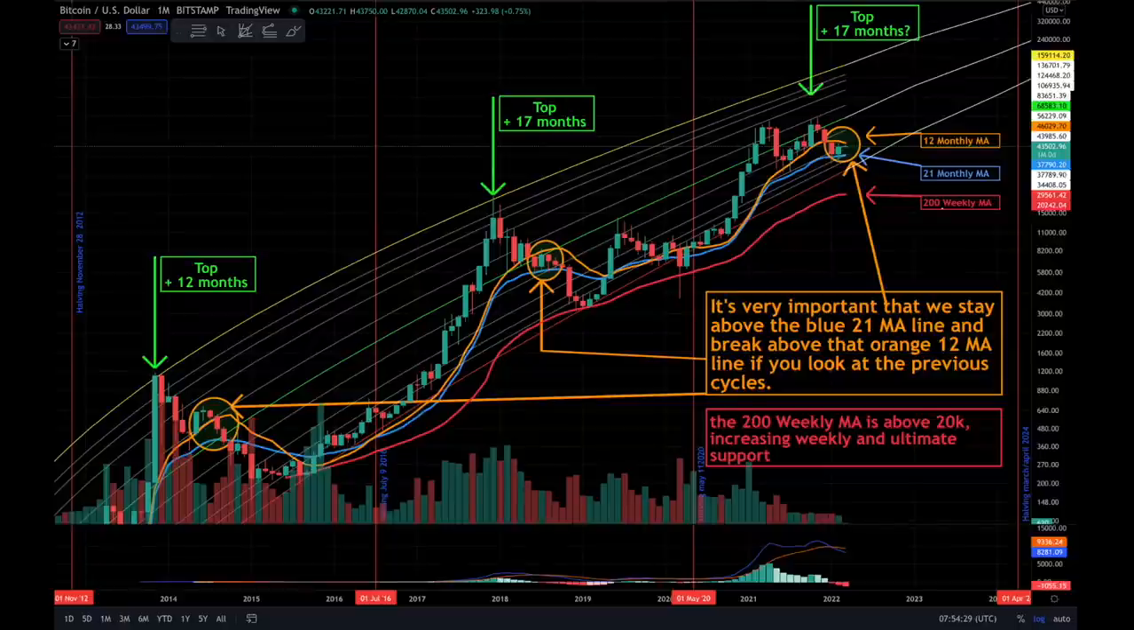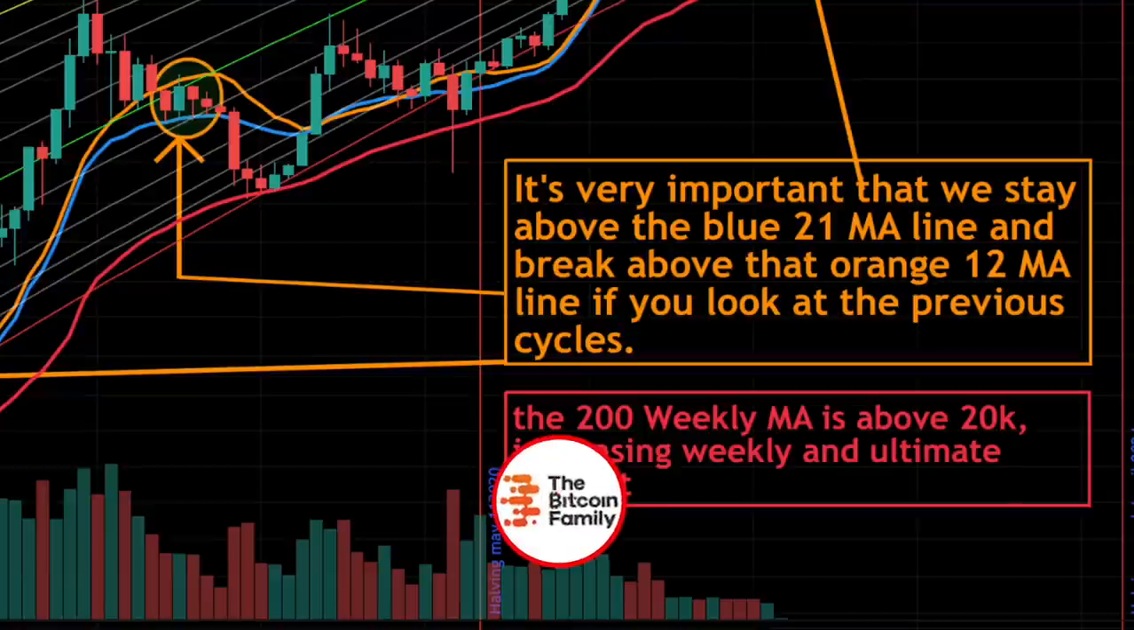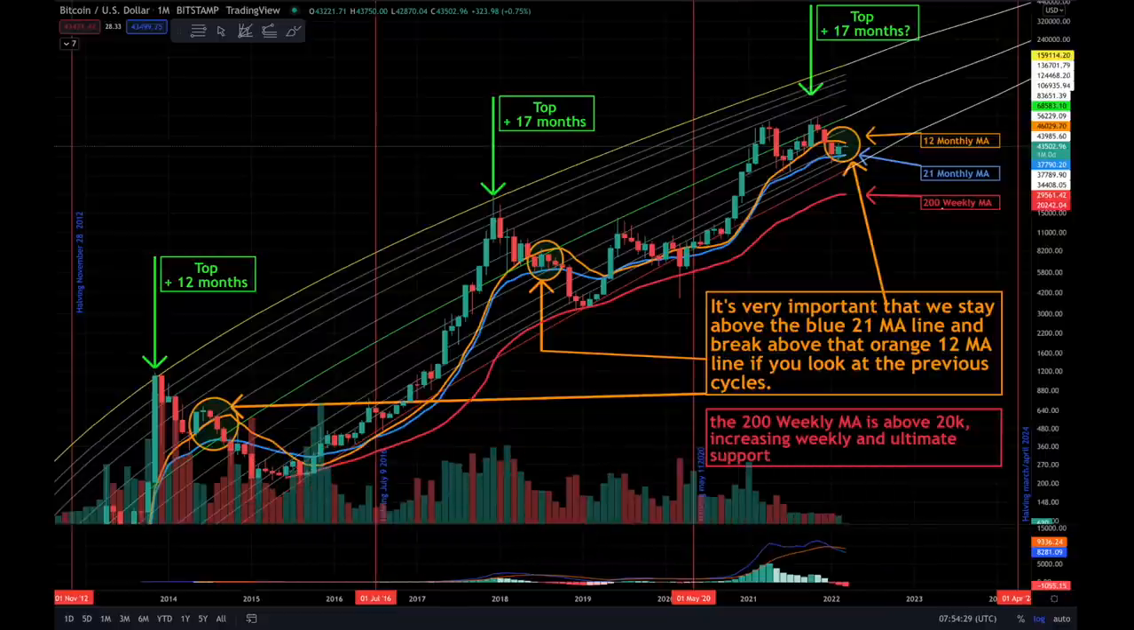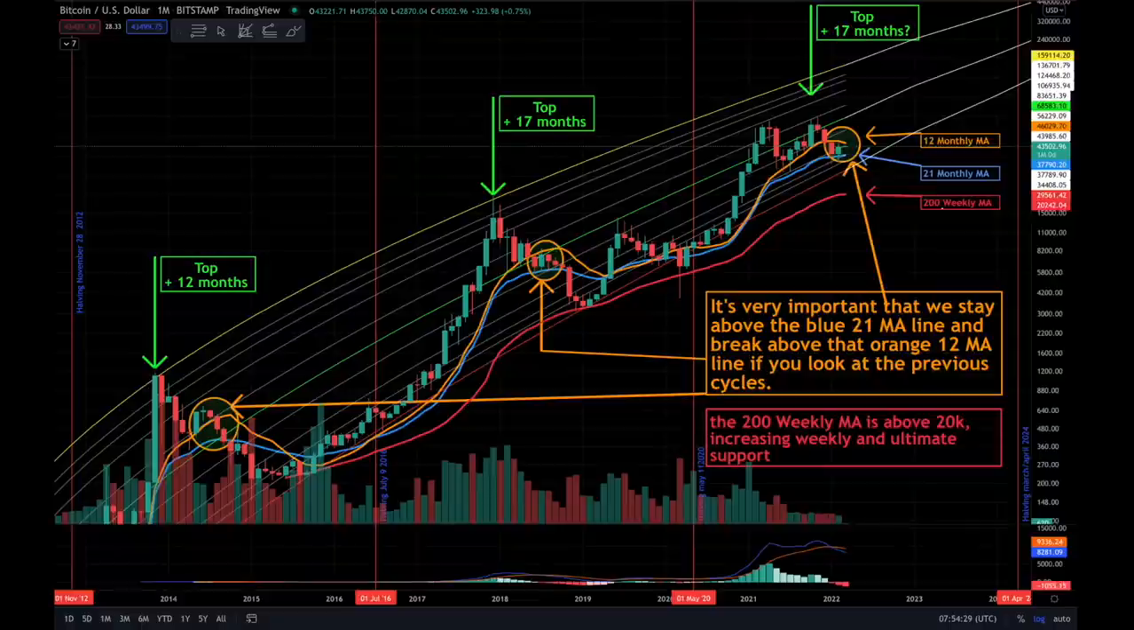So why is it important that we stay above that blue line and that we break that orange line? Because if you look back to 2017, when we broke that orange line, we found support on that blue line. The moment we broke that blue line, that was the bear market on. If you look back also to 2014, same. We found support on the orange line, then we broke that orange line, and then we found support on the blue line. But the moment we broke that blue line, the bear market was on. That was a drop of another 50%. And the drop every time was to that red line, the 200 weekly moving average.